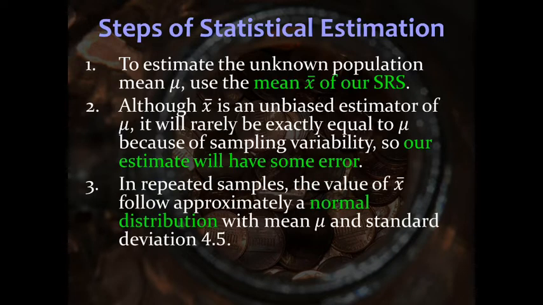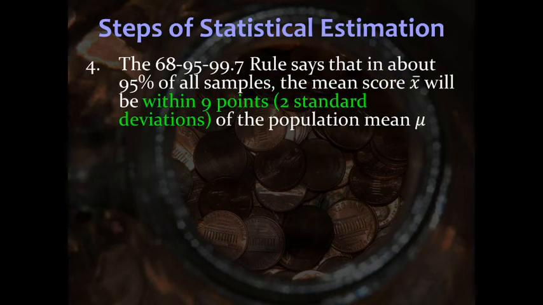Now, in repeated samples, the value of X bar will approximately follow a normal distribution due to CLT, with the mean mu and a standard deviation of 4.5. So even though we don't know the population mean, if we know the population standard deviation is 100, for a sample size of 500, that standard deviation is going to be only 4.5 points. Now, since that distribution is normally distributed with a mean of mu and a standard deviation of 4.5, the 68, 95, 99.7 rule says that in about 95% of all samples, the mean score X bar will be within 9 points of the population mean mu.